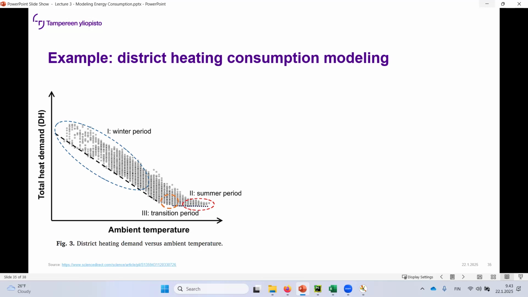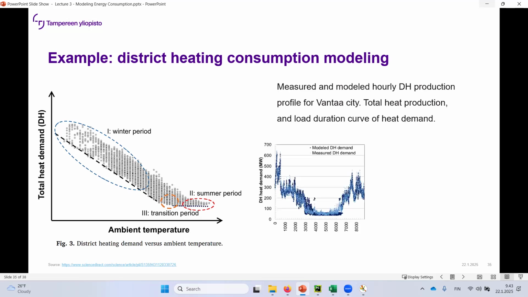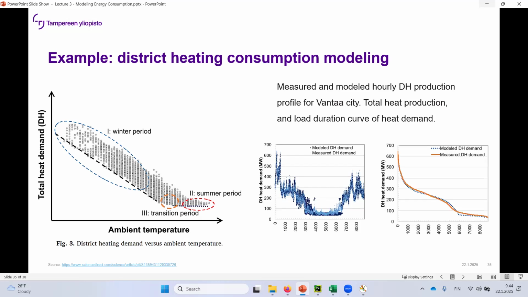They have a certain amount of data points, and they plot the total heat demand against the ambient temperature. So it makes this kind of a curve. So if you subtract the average hot water consumption, that goes to zero in somewhere here. And this is the result. So this is each point of modeled and measured district heating demand. And when you see the load duration curve, you can easily see that the model is rather accurate.